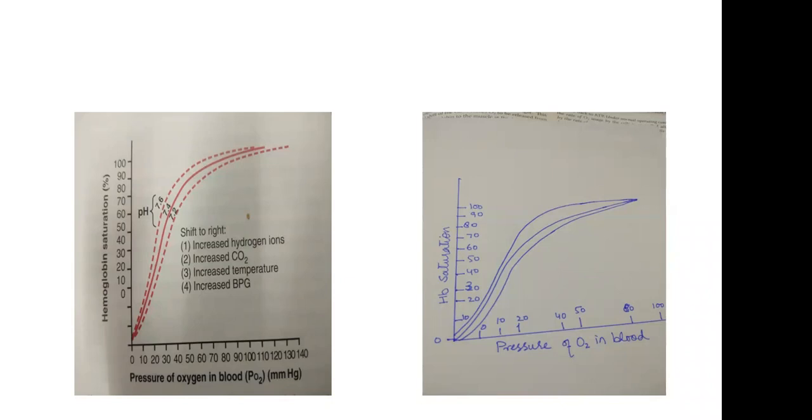Similarly, in tissues where carbon dioxide is more because of the metabolism, use up of the oxygen by the tissues, and production of the carbon dioxide, that also helps in bringing the curve to the right and down. With metabolism, there is increased temperature, and this also increases the shift to the right. And a chemical product, biphosphoglycerate, that also helps in bringing it to the right.